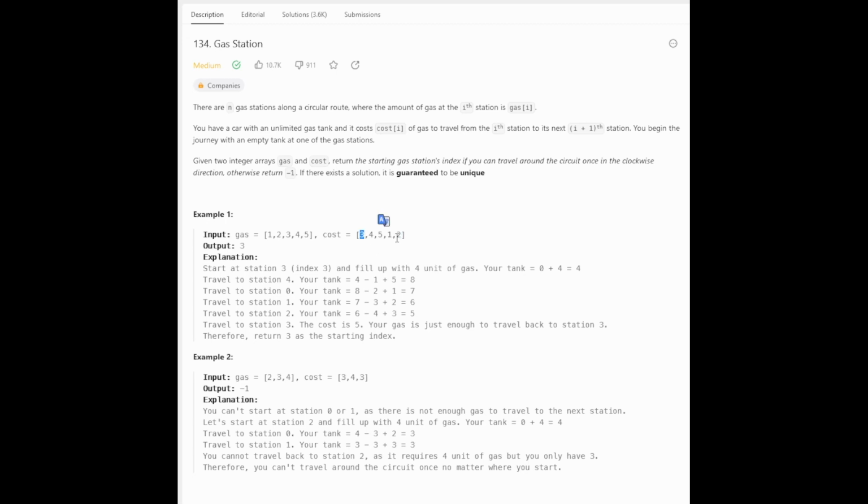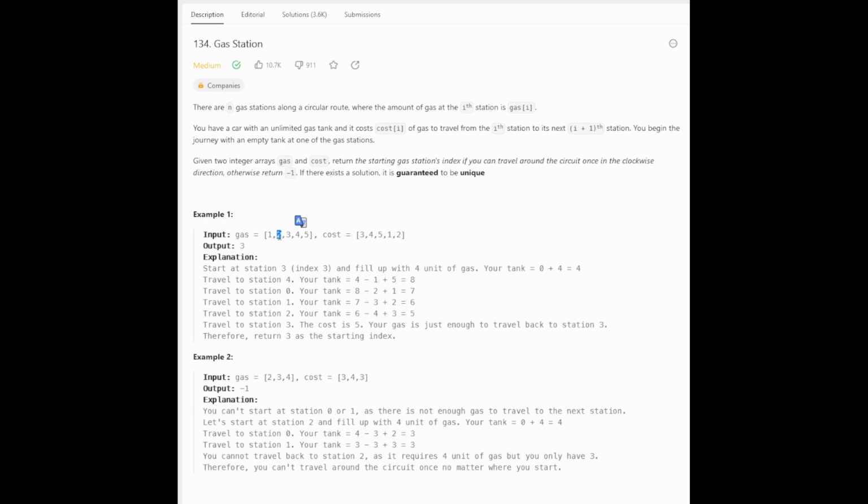Because remember, this is a circle, so the end loops right back around to the beginning. So we have 8 gallons, and we spend 2 to go to the next gas station. And now we're here. 8 minus 2 is 6, so we have 6 gallons left. We pick up another gallon, so we have 7 gallons now. Can we spend 3? Yes. So 7 minus 3 is 4, and we can move on to the next position.